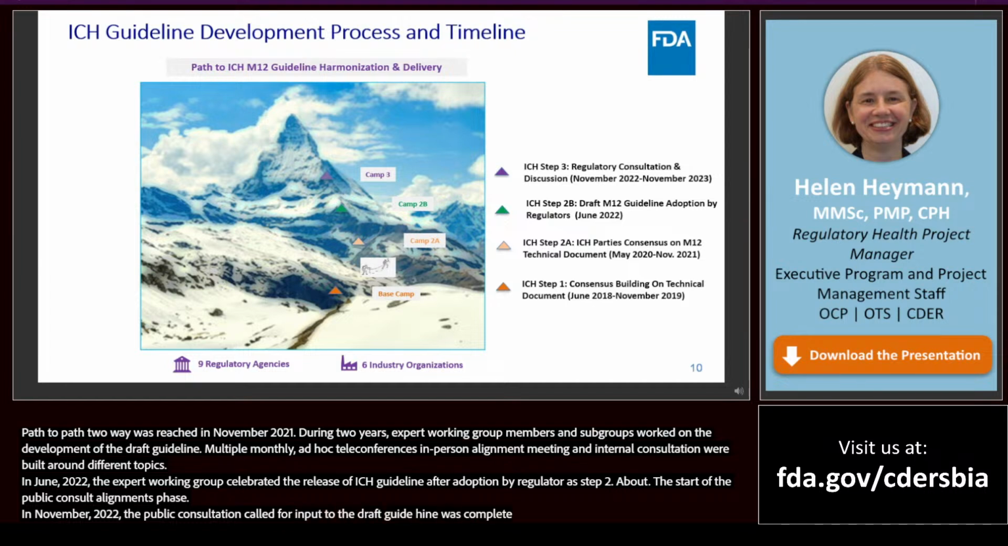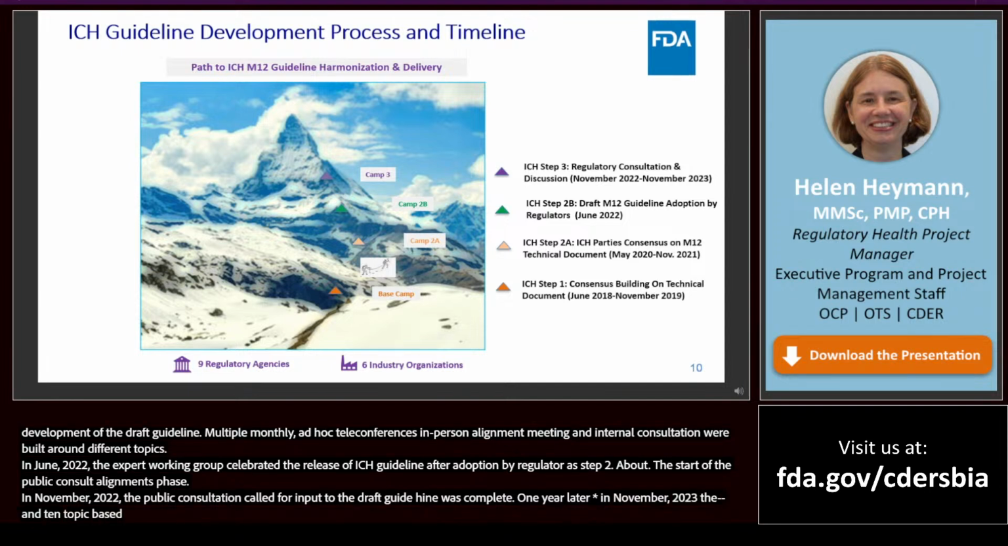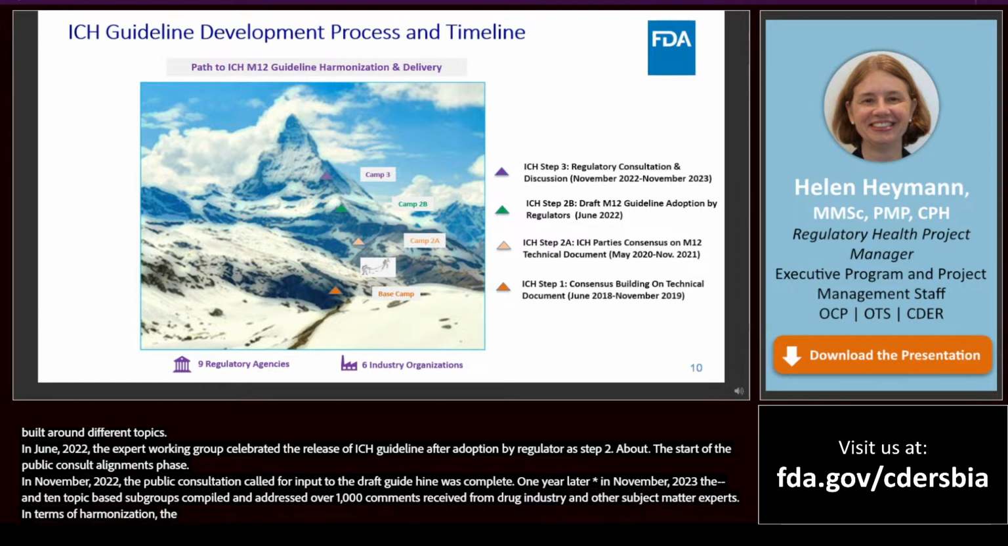1 year later, in November 2023, the EWG and its 10 topic-based subgroups compiled and addressed over 1,000 comments received from drug industry and other subject matter experts. In terms of harmonization, the group built upon areas of existing regional DDI consensus, shared insights, and identified potential solutions to topics for which there was no initial consensus.